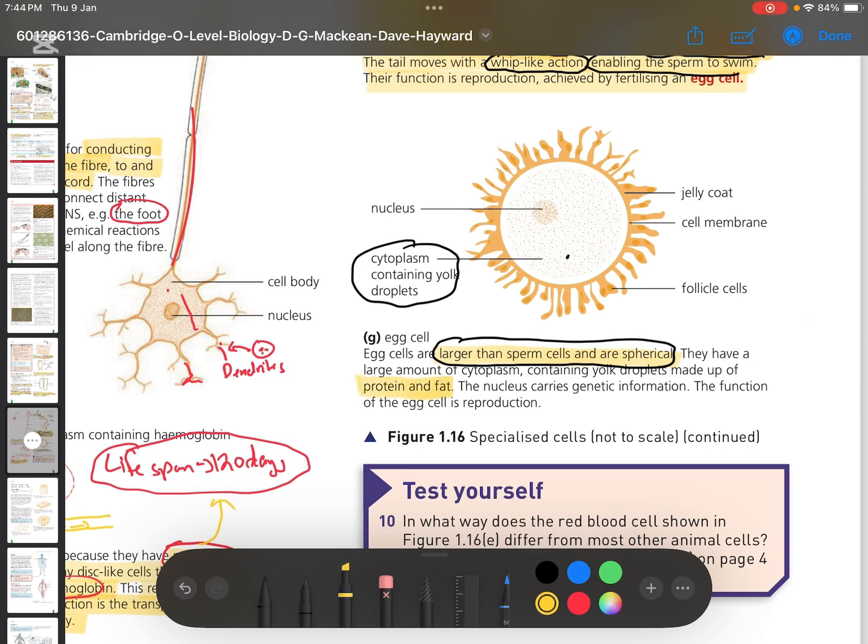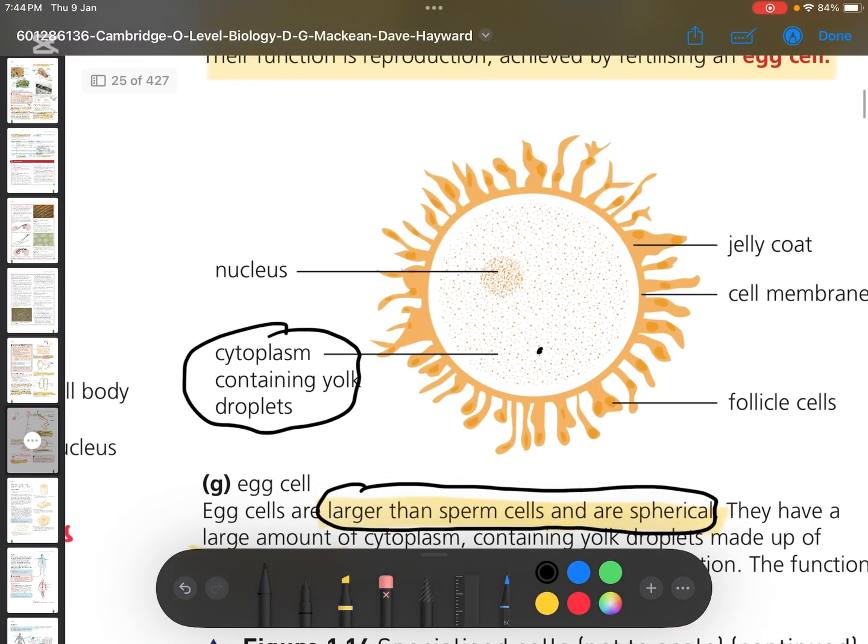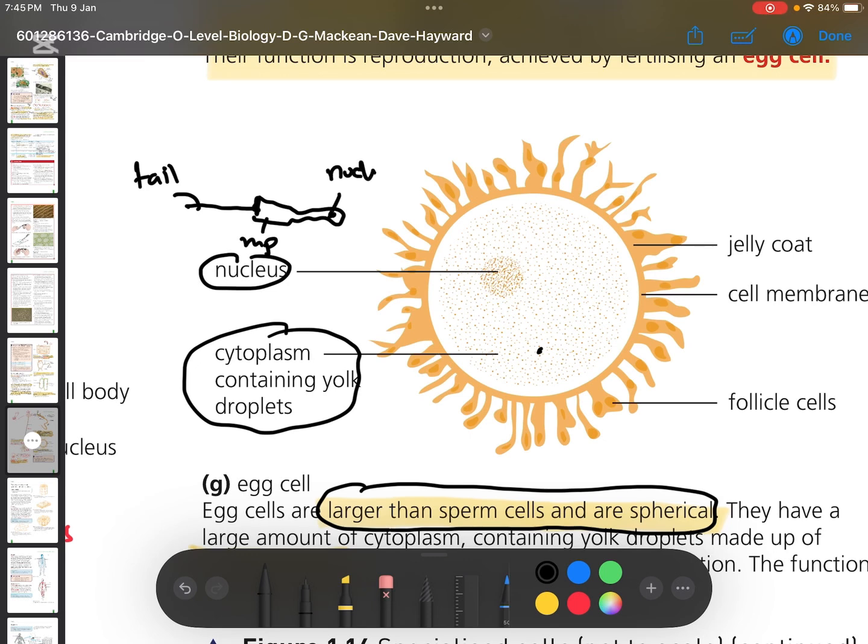Important content. The nucleus carries genetic information. The function of the cell is reproduction. Here is the nucleus carrying the genetic information. Let me draw this. My drawing is not that good, but let's suppose that this is the sperm cell about to fertilize, and this is the tail. This is the mid piece, and this part is the nucleus. This dotted part is the nucleus, right?